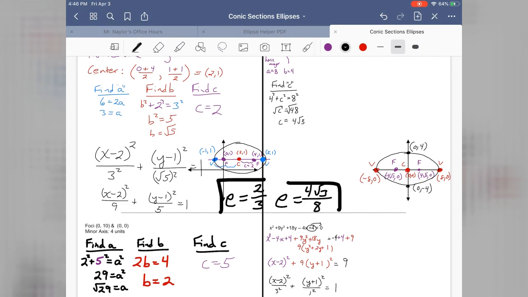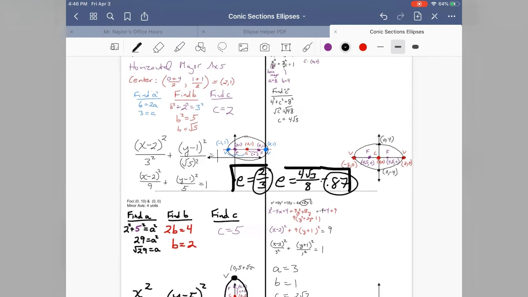Now, if you divide those numbers, you get 0.87. It's okay to change it to a decimal because sometimes that makes it a little easier to compare. So we get 0.87, and of course 0.87 is a little bit bigger than 2/3, which means that we're going to end up with an ellipse that is more ovular, more elliptical than the other.